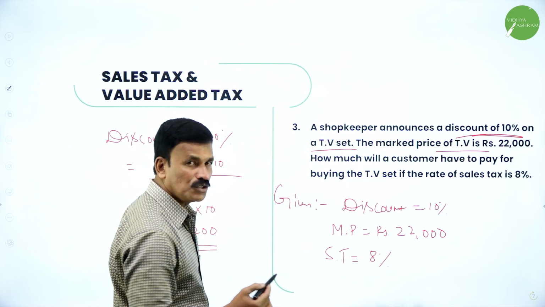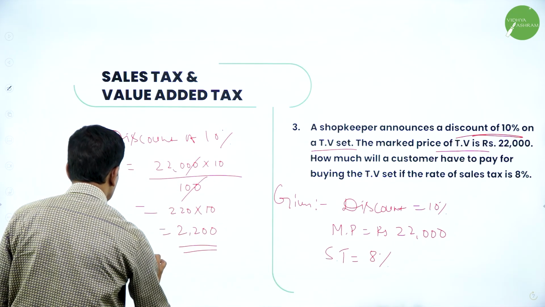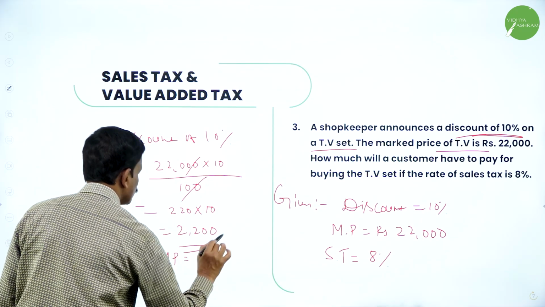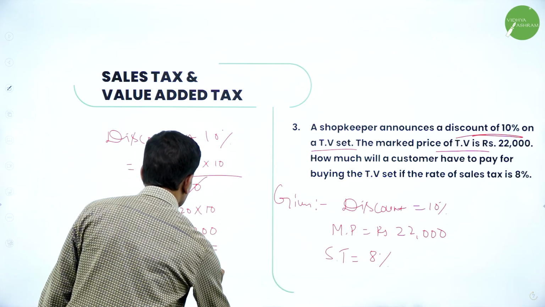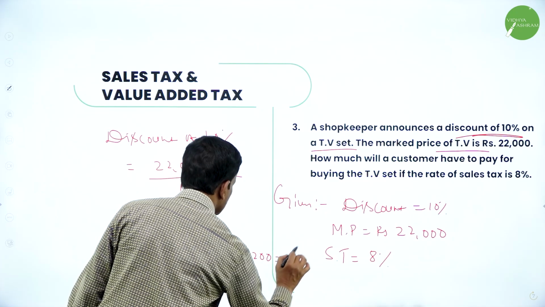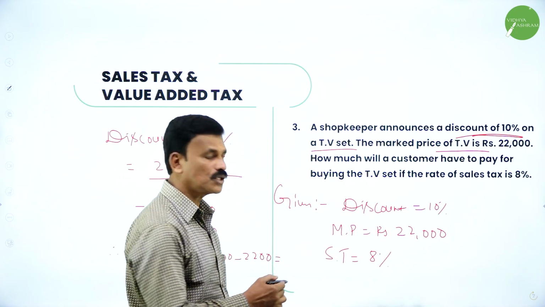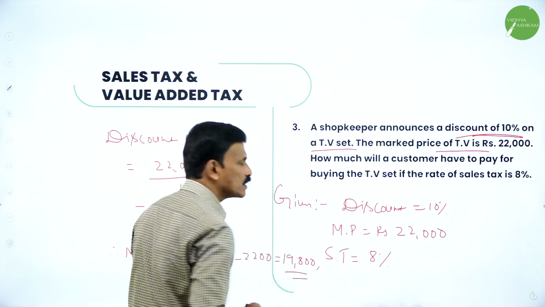Now, calculate the new market price. Therefore, new market price is equal to 22,000 minus 2,200. This is equal to 19,800. This is the new market price.